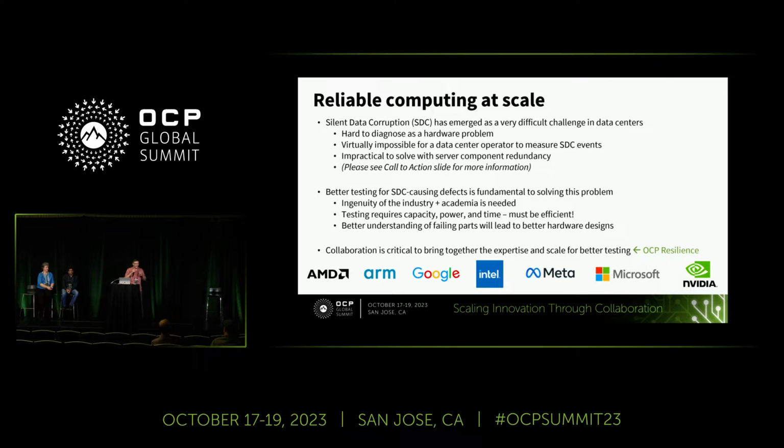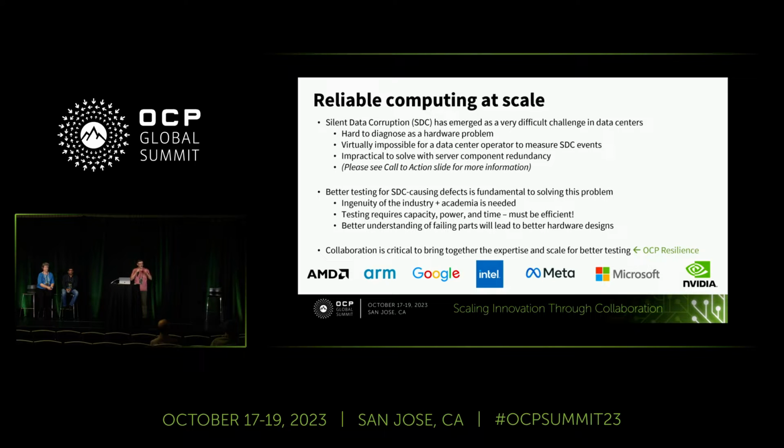And to do that better, we want to engage more of the industry and more of our academic colleagues to try to produce better testing. Not only does the testing have to be effective and find defects, it also has to be efficient. This is because we're taking time away from the actual usage of the server in order to do testing, which is costing capacity, it's costing power, it's costing time. And so we obviously want to minimize that as much as we can.